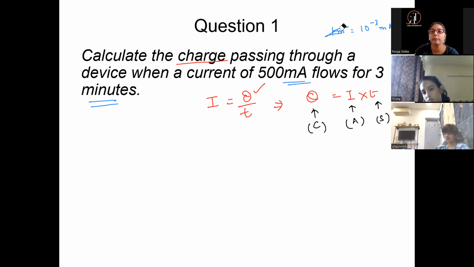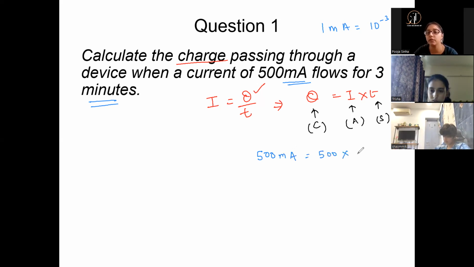1 milliampere is equal to 10 raised to power minus 3 amperes. So 500 milliamperes would be 500 into 10 raised to power minus 3 amperes. Then we have 3 minutes. 3 minutes will be equal to 3 into 60 seconds.